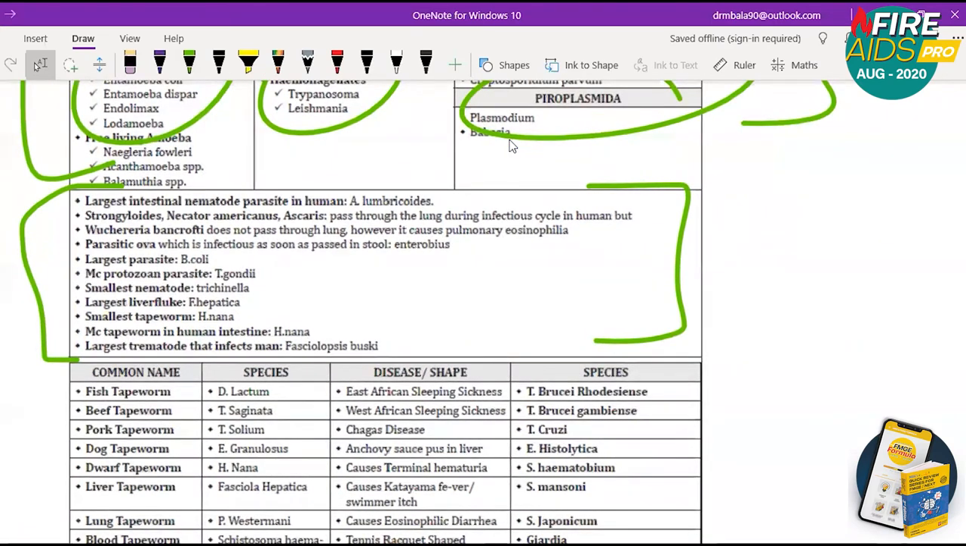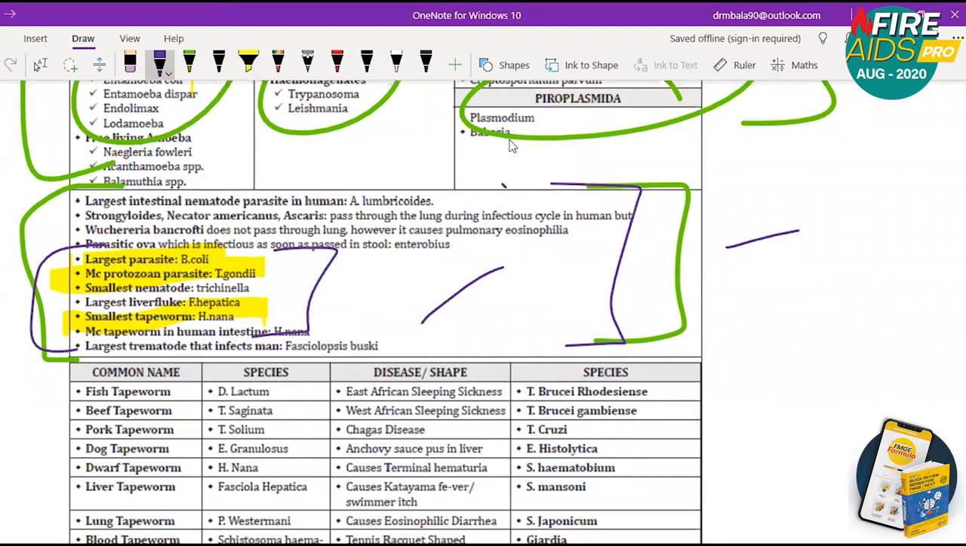I could say some points here, though we still haven't read the names of the parasites, but we'll directly jump to the topic. The largest parasite is Balantidium coli. That's where I will focus more, and the smallest tapeworm is H. nana. The most common protozoan parasite is going to be T. gondii, Toxoplasma gondii. These three I would stress more on in this table, but reading the entire table will be helpful for you. A question from this table appears maybe once in 3 or 4 years, so focusing on this table will not be a waste of time for you.